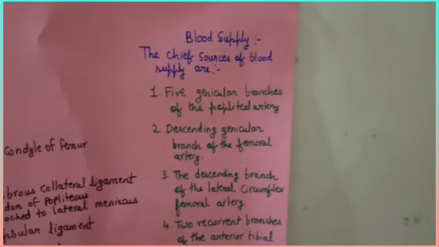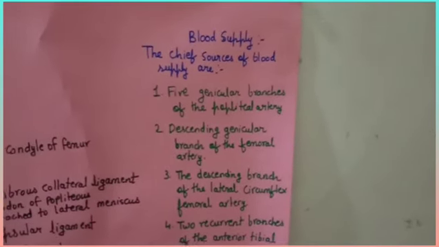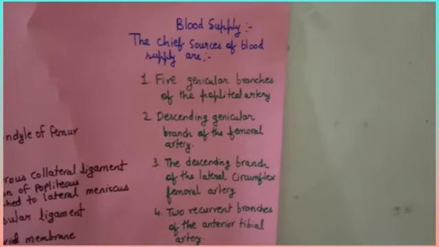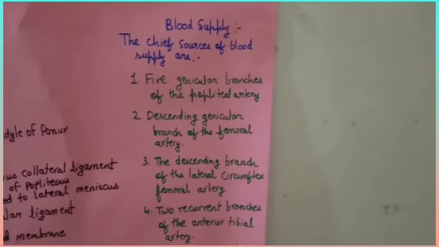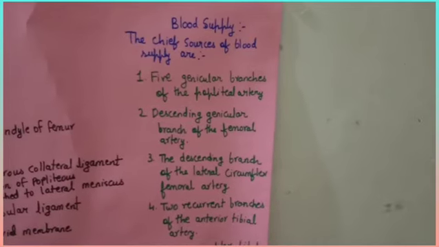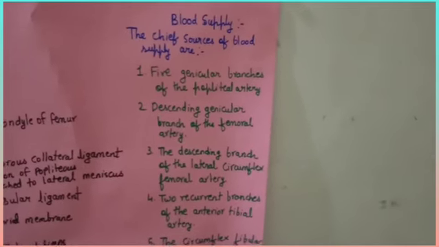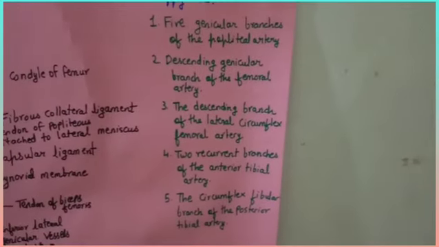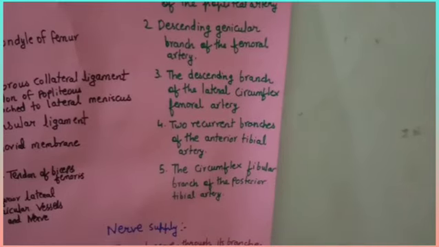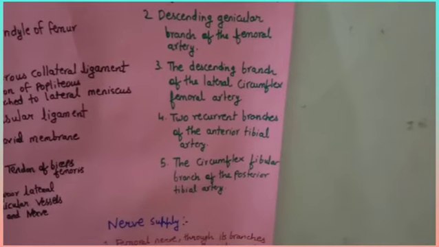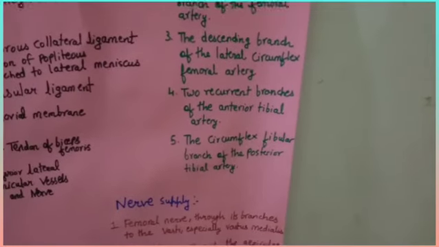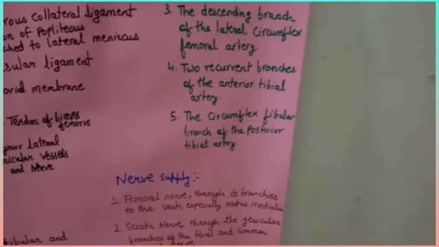Now I will explain about the blood supply of knee joint. The chief sources of the blood supply are: first, 5 genicular branches of the popliteal artery; second, descending genicular branch of the femoral artery; third, the descending branch of the lateral circumflex femoral artery; fourth, the 2 recurrent branches of the anterior tibial artery; and fifth, the circumflex fibular branch of the posterior tibial artery.